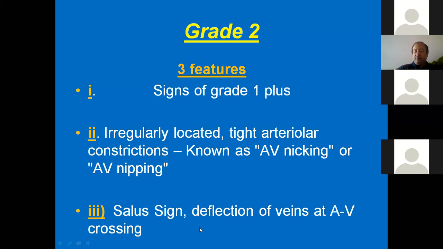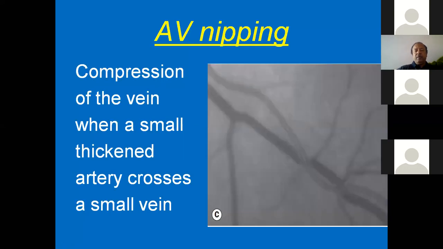Now just know what is AV nipping and what is Salus sign. Now this is AV nipping. If you look at this diagram, you can see the vein has been compressed by a small thickened artery. This is the vein and this is the artery. The vein has been compressed by a small thickened artery, and this is called arteriovenous nipping.